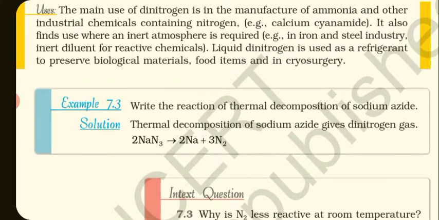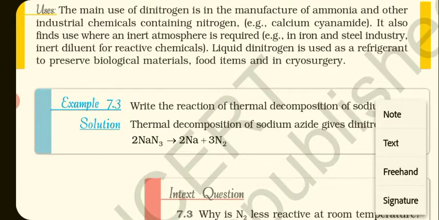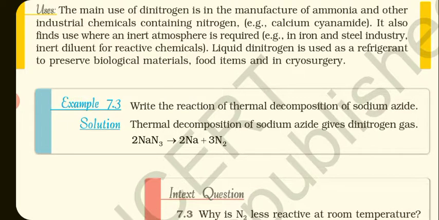Now uses. The main use of dinitrogen is in the manufacturing of ammonia and other industrial chemicals containing nitrogen, like calcium cyanamide. It also finds use where an inert atmosphere is required, for example in the iron and steel industry, as an inert diluent for reactive chemicals, and liquid dinitrogen is used as a refrigerant to preserve biological materials, food items, and in cryosurgery.